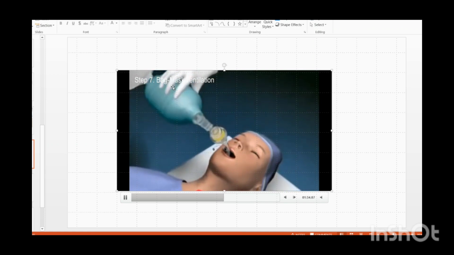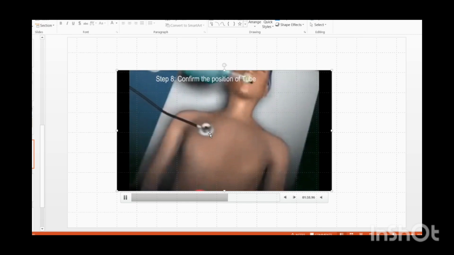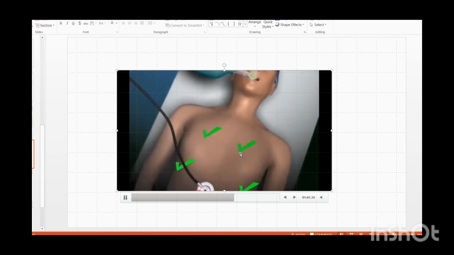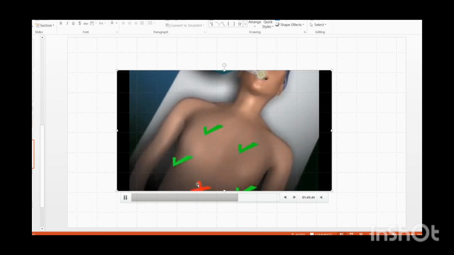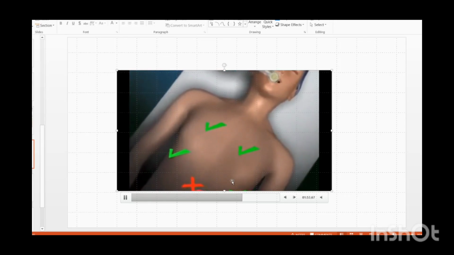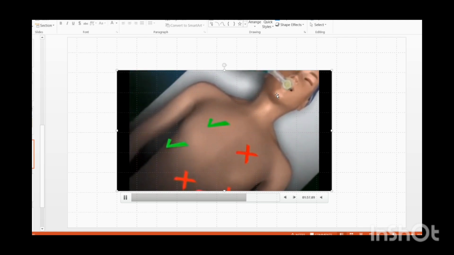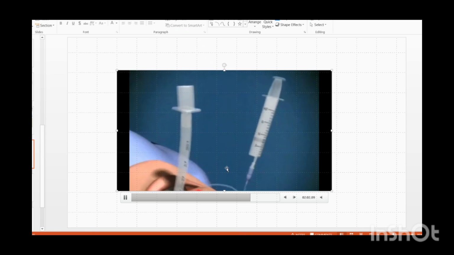Then they'll do bag mask ventilation. After that, they'll auscultate the patient. See, they're auscultating in 4 areas, to check whether the air entry is equal or not. This epigastric region is not an auscultatory area. Only 4 areas will be seen. If there is any tube displacement, it means only one lung is ventilating.